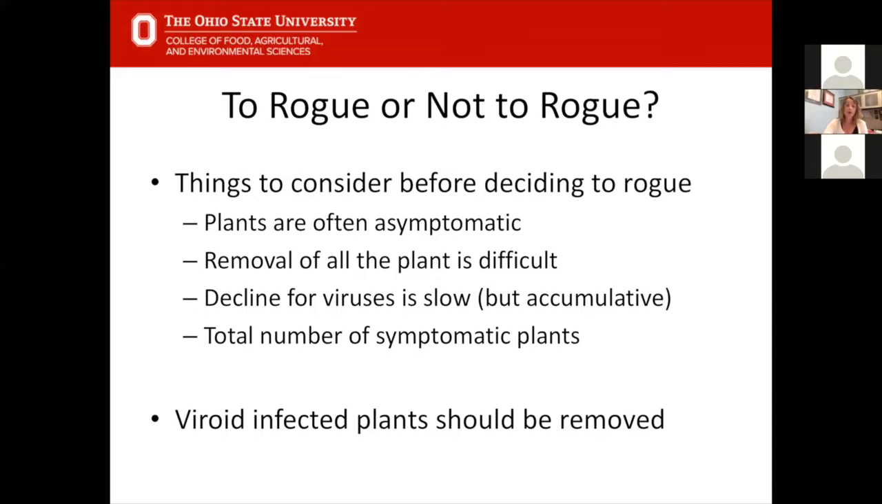For viroids, once it's confirmed, we recommend that you immediately remove any symptomatic plants. Viroids, we don't know fully how they're being transmitted. We know it's mechanical. We don't know if there are other means. And we do know though that the loss is very significant once a plant's infected. And so the recommendation is for you to immediately take out the viroid infected plants.